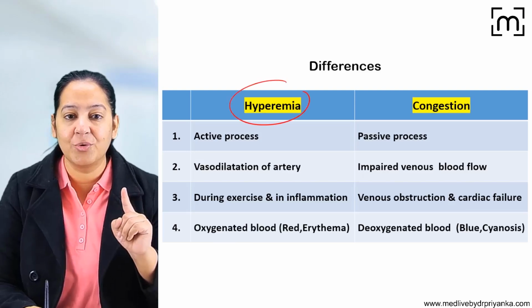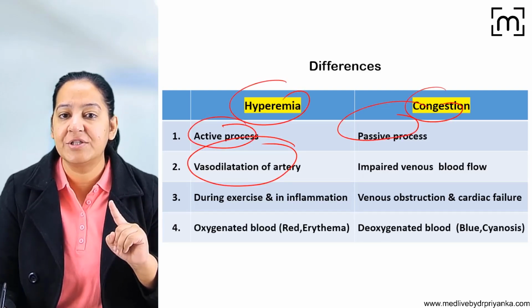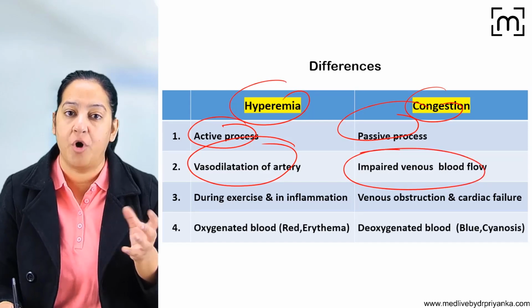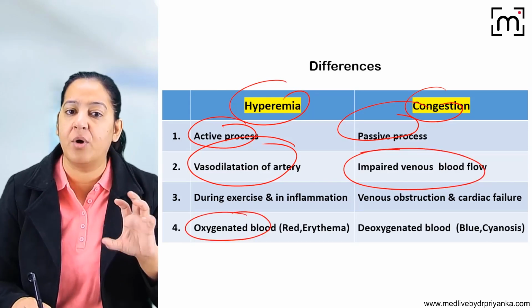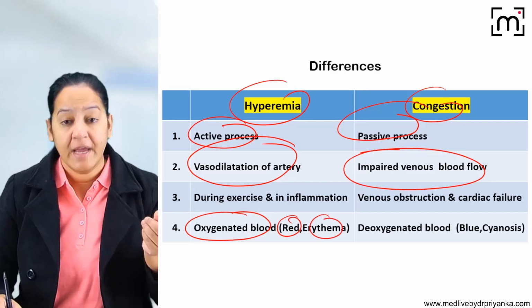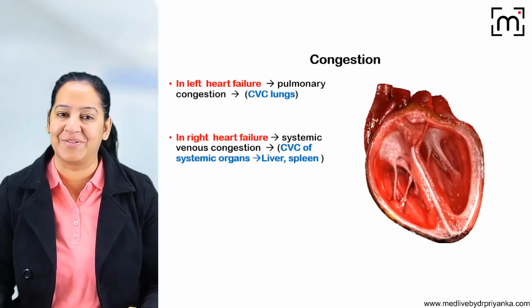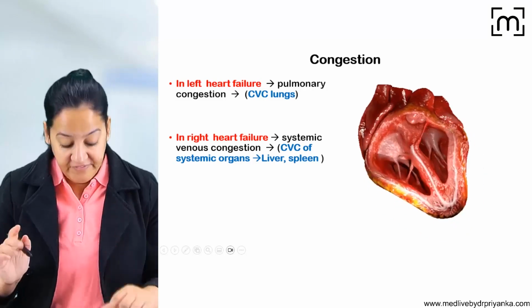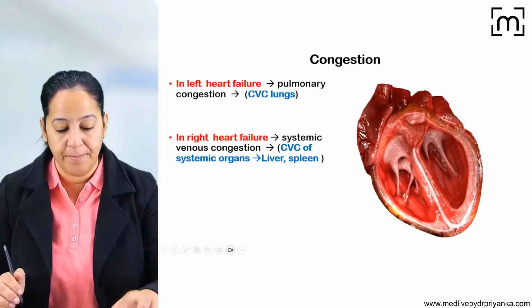Hyperemia is due to dilatation of the artery, and it's the active process. And congestion is due to impaired venous drainage, obstruction of the vein, and it's a passive process. Here oxygenated blood is accumulating in the organ, which is red, erythematous. Here deoxygenated blood is accumulating in the organ, so the organ is blue and cyanotic. I hope you got it. Now we will see the congestion in detail. Now see, what do you mean by congestion?